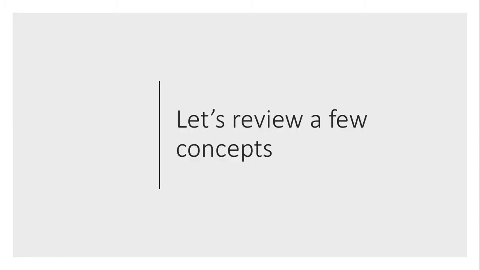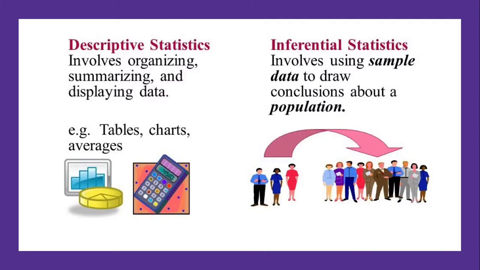All right, so let's review a few concepts before we get into the meat of the lecture. So descriptive statistics is when we're organizing, summarizing, and displaying data. Typically that's done with tables, charts, averages. As you're reading a research manuscript, usually the first table that you see is what I might call their table 1, which are usually their descriptive statistics that may be summarizing differences between the groups.